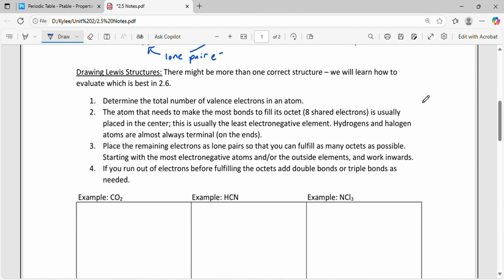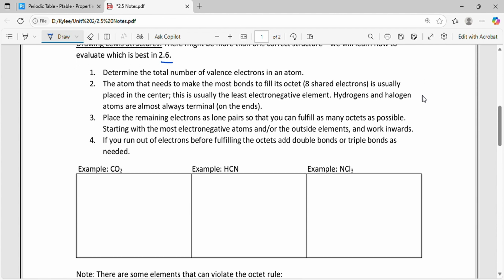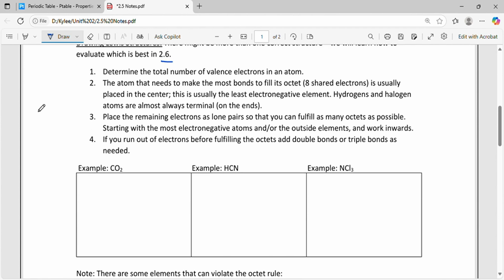Now, how do we construct these diagrams? There might be more than one correct way to draw a structure. We'll figure out how to determine the best version in section 2.6, so that's coming, but just keep in mind there is usually more than one way that we can connect these. To start out, the first thing we do is determine the total number of valence electrons in the atoms.